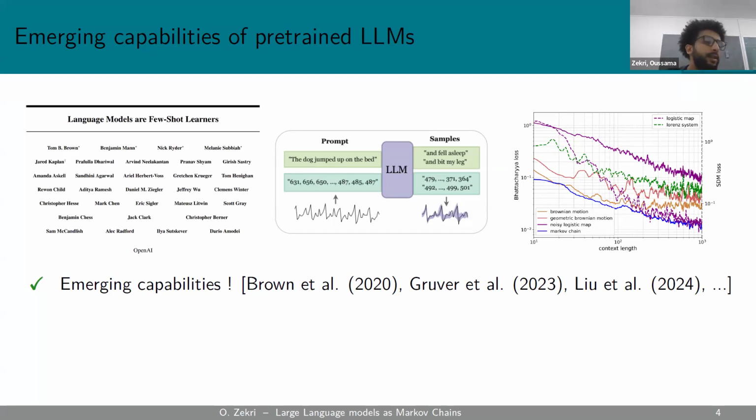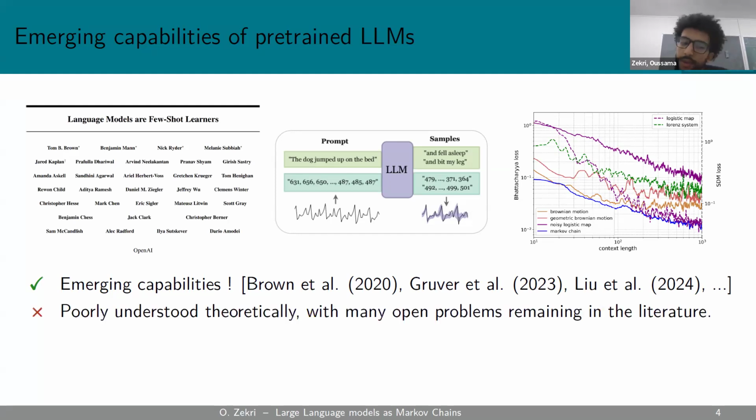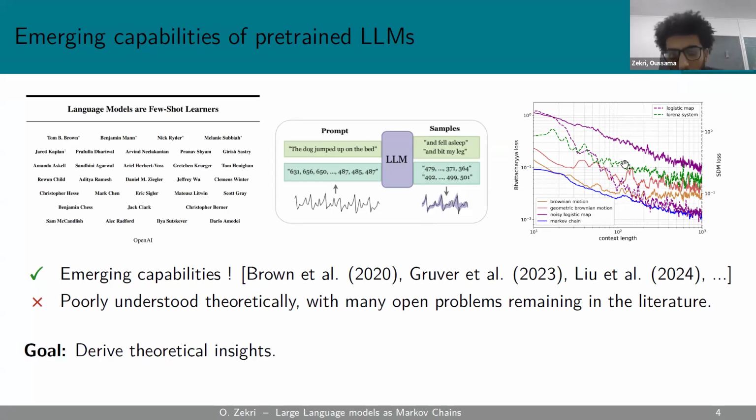So you have those emerging capabilities, but the problem is that those emerging capabilities are really poorly understood theoretically. And there are many open problems in the literature. For example, in this last paper, you can see that there is a kind of curve, a kind of scaling law. We don't have any theoretical insight. So our goal in this work and in this talk is to derive theoretical insight on those emerging capabilities.